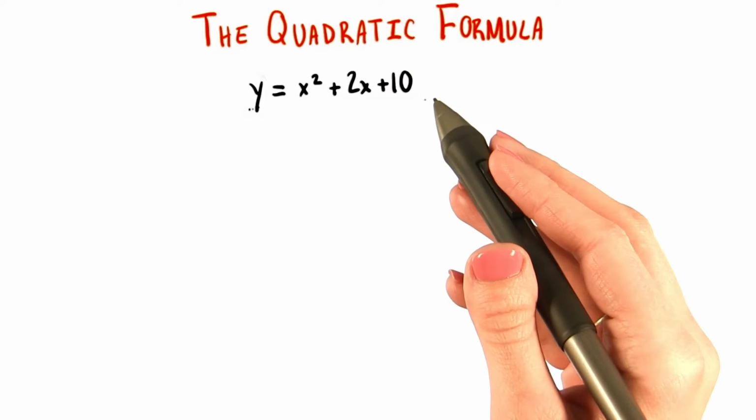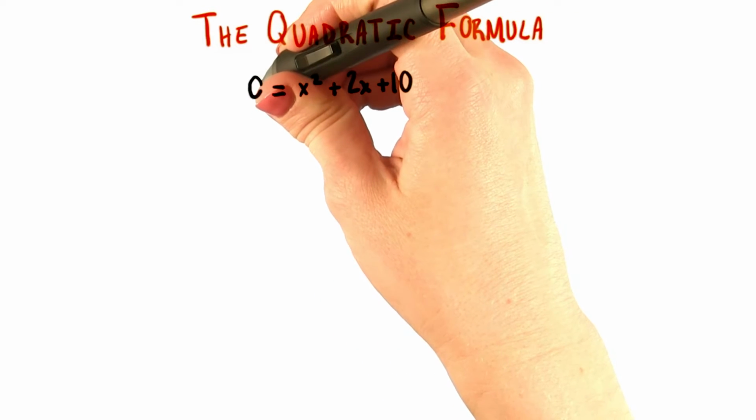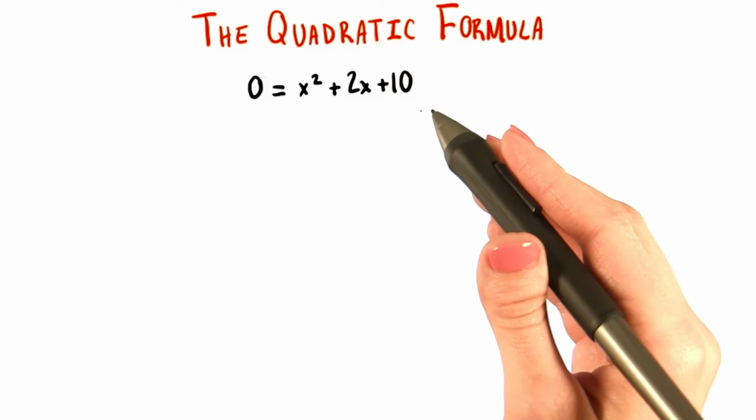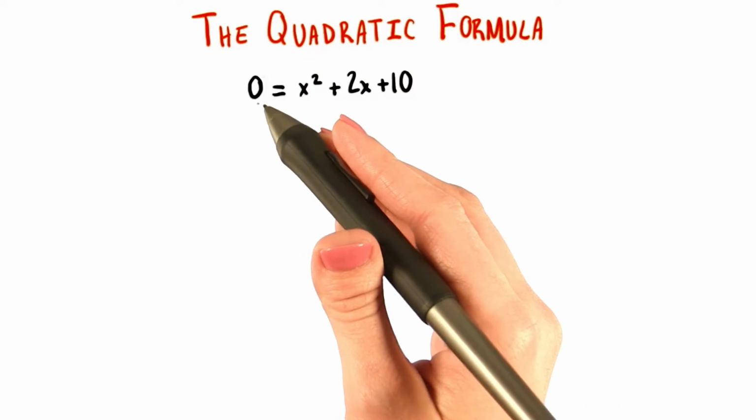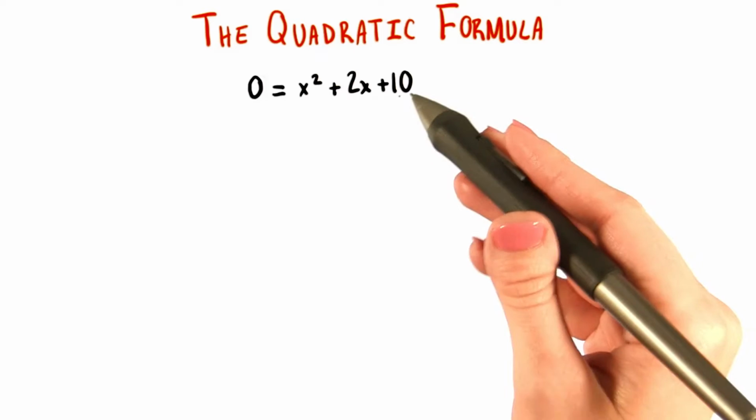Since we're trying to find the roots of this equation, we need to set y equal to 0. Remember that the roots are the x-coordinates of the x-intercepts, which is where y equals 0. Now let's use the quadratic formula to solve this.